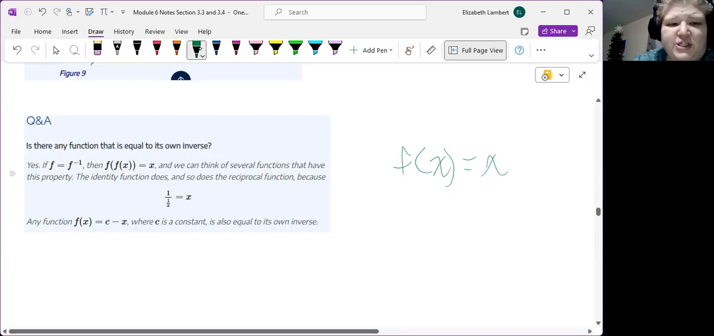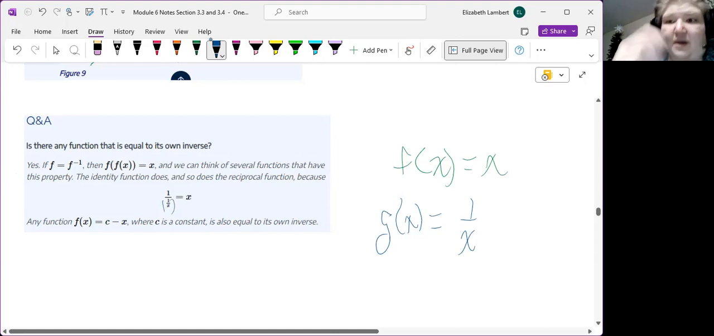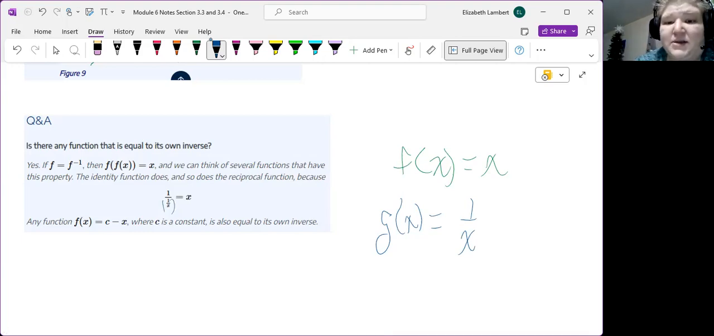All right, the other function that does this is 1 over x. So I'll just call that g. If I do 1 over x, I multiply by the reciprocal, so I end up back at x. So 1 over x is its own inverse. And then there's another one where we have c minus x. If I nest that together, I'll end up with minusing the x. So I get a positive x out of the composition, and then the c's will cancel each other out.